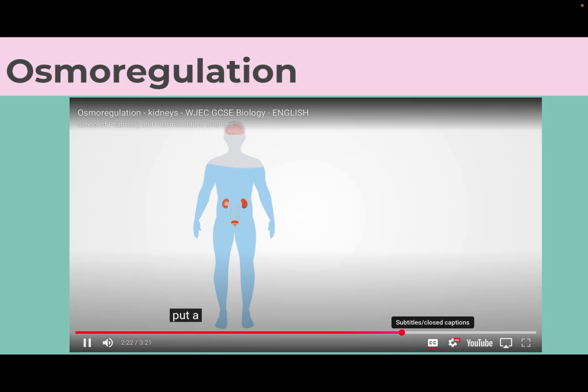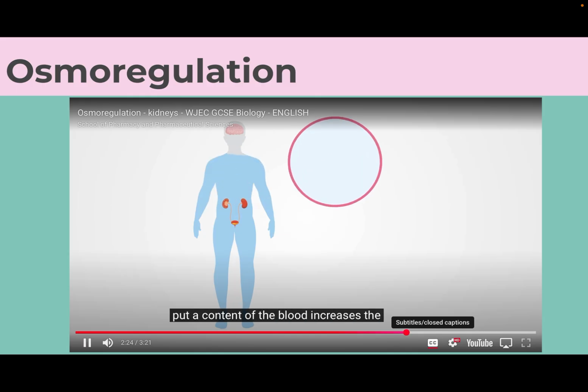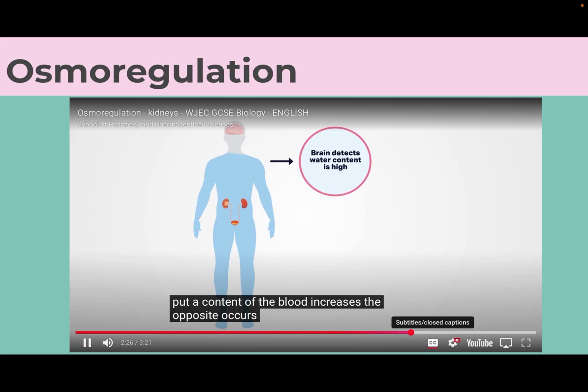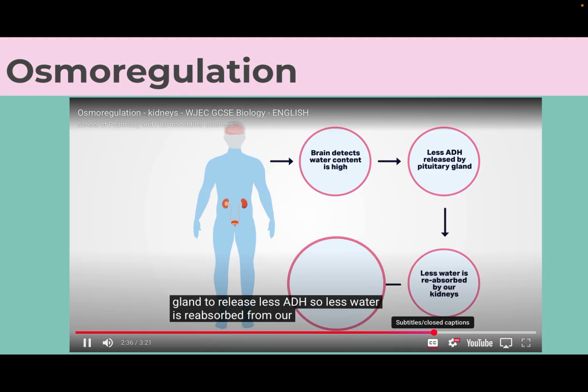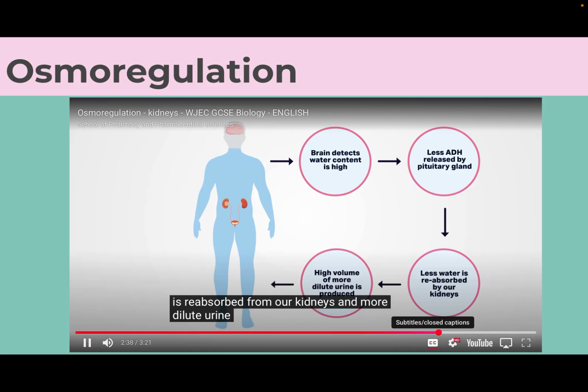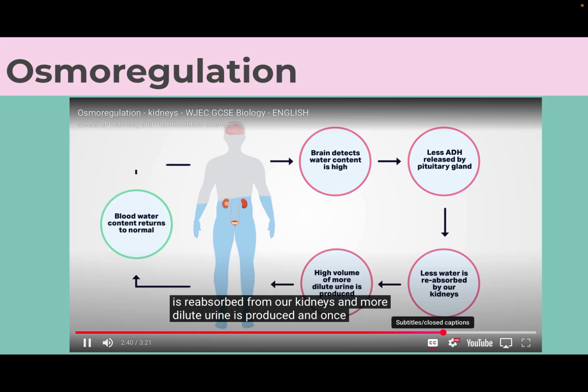If the water content of the blood increases, the opposite occurs. Our brain detects that the water content is too high and directs the pituitary gland to release less ADH, so less water is reabsorbed from our kidneys and more dilute urine is produced. And once again, the blood water content returns to normal.